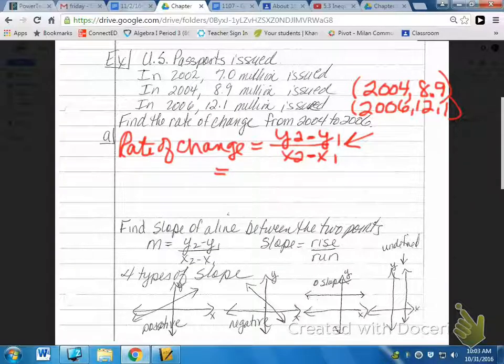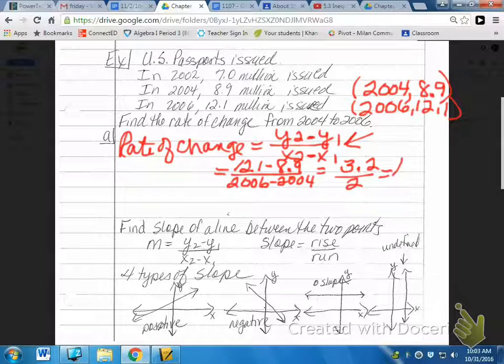So y2 minus y1 would be 12.1 minus 8.9, and x2 minus x1 would be 2006 minus 2004. So 12.1 minus 8.9 is 3.2 over 2, and we would say 1.6 million per year. That's the rate: 1.6 million passports issued per year. So you're basically using the slope formula, and you're finding the rate of change over a period of time or something similar to that.